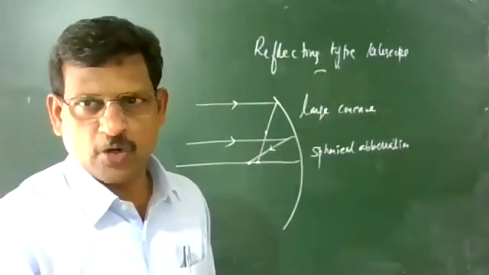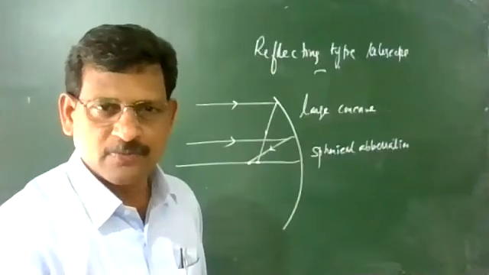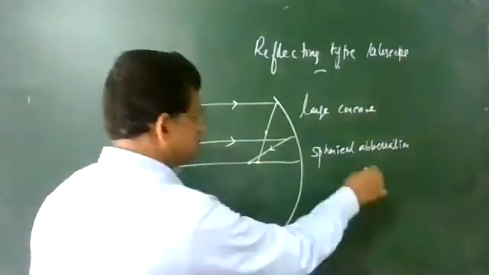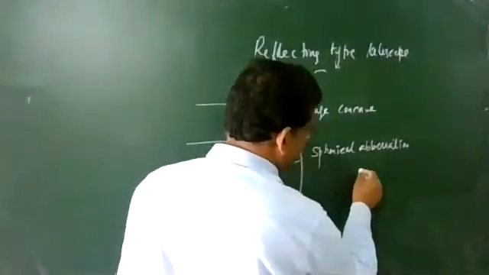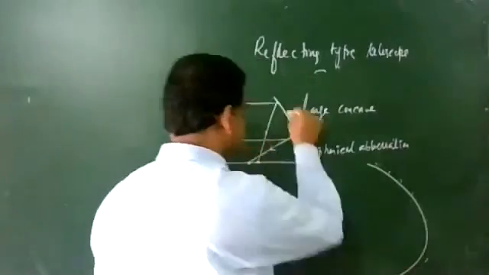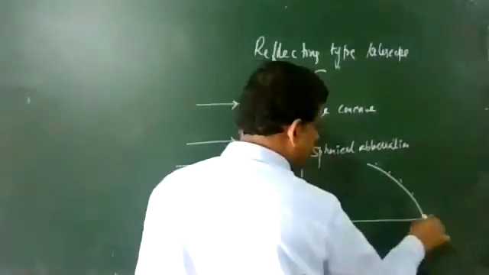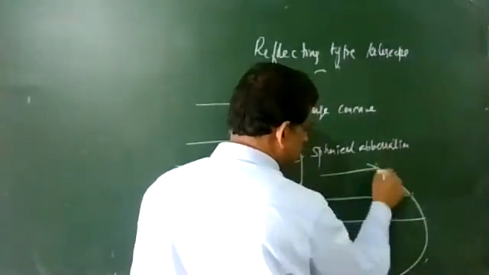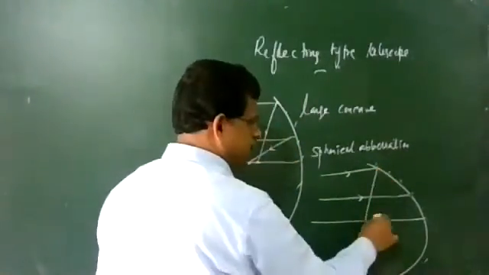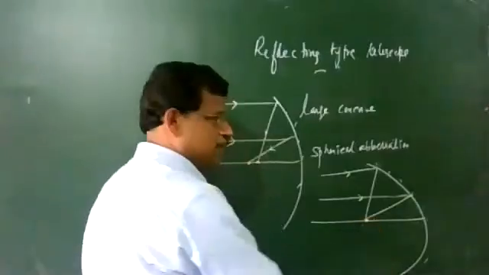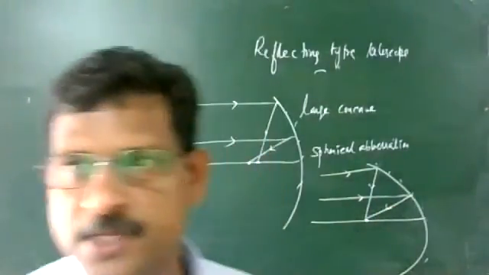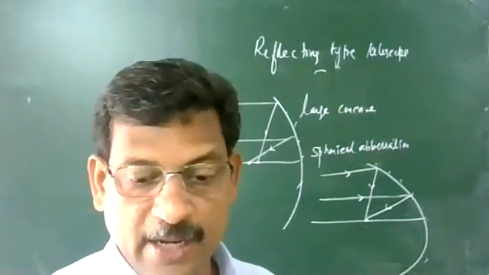But can you minimize this? Yes, we can reduce it. For that, we take a concave parabolic mirror, even of huge size. When you take a concave parabolic mirror, whether the rays are close to the axis or far away, they all come to the same point after reflection. So the image will be very clear. Spherical aberration in a mirror can be removed by using a concave parabolic mirror.